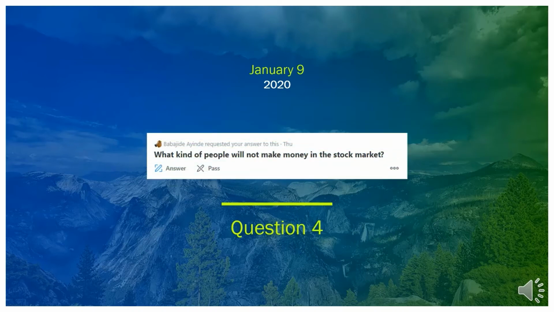What kind of people will not make money in the stock market? Really? What should I do with a question like that? Please try to be specific, to get a good answer, I mean.